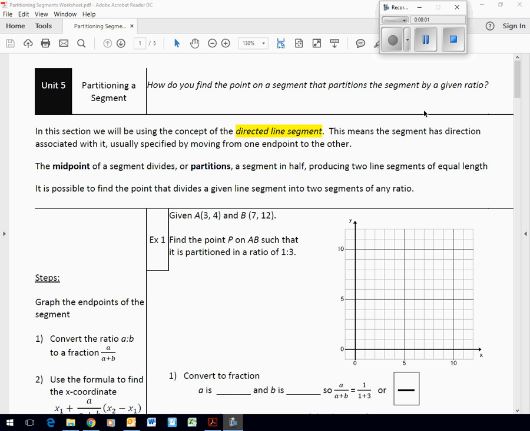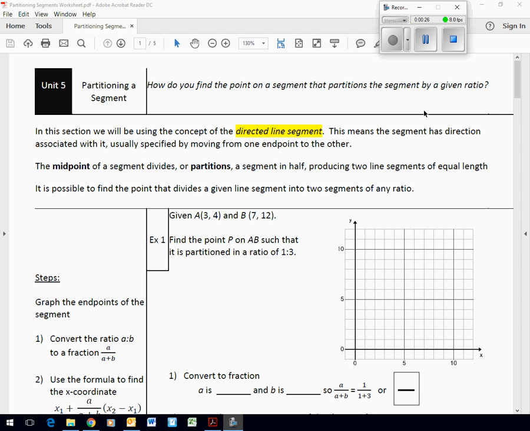How do you find the point on a segment that partitions the segment by a given ratio? Really weird question, I know, just check it out. We're going to be using the concept of a directed line segment. This means that the segment has direction associated with it, usually specified by moving from one endpoint to the other. Just like on that question I showed you, M to N, right?